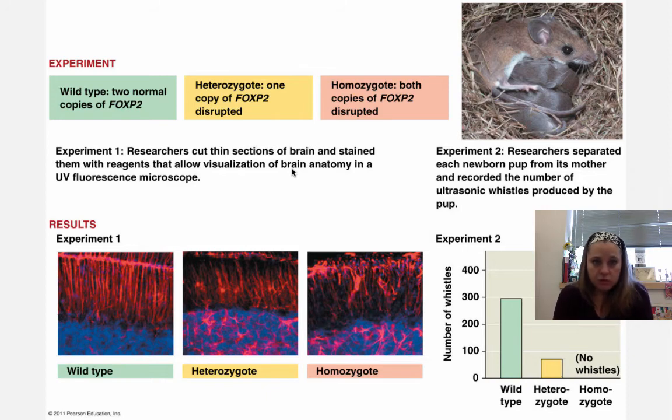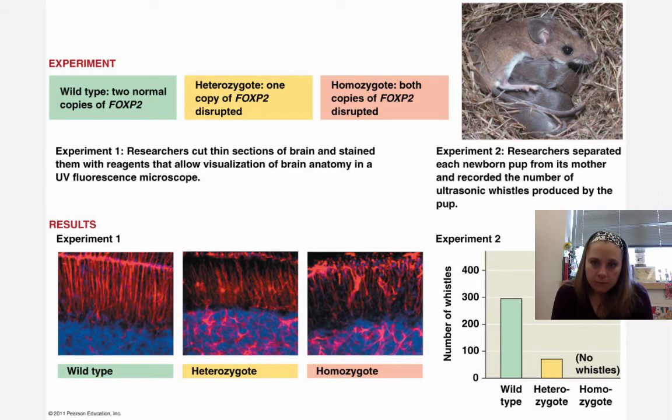In the experiment, researchers cut thin sections of the brain and stained them with reagents to look at the anatomy under UV light. So you've got your wild type, you can see what happens in the heterozygote, and you can see what happens in the homozygote. There are definite structural differences that occur when you have varying genotypes with these genes.